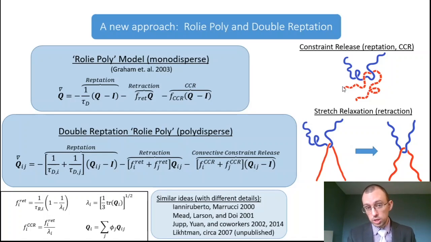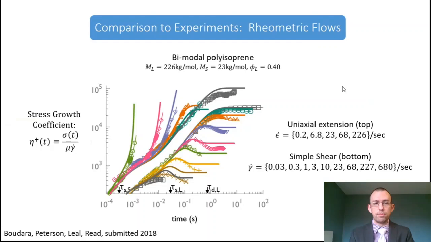So the important question is, though, does this depiction of nonlinear rheology in polymer blends actually work? And we've done some comparisons to the rheology of bimodal blends in steady extensional flows, or in transient extensional flows and transient shear flows over a wide range of flow conditions, and it does, in fact, seem to work.